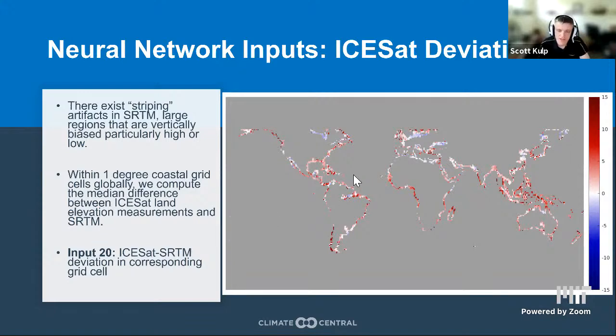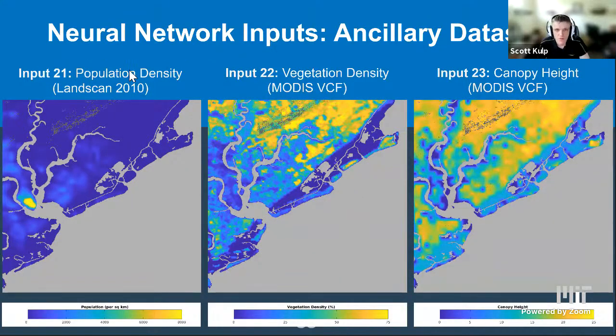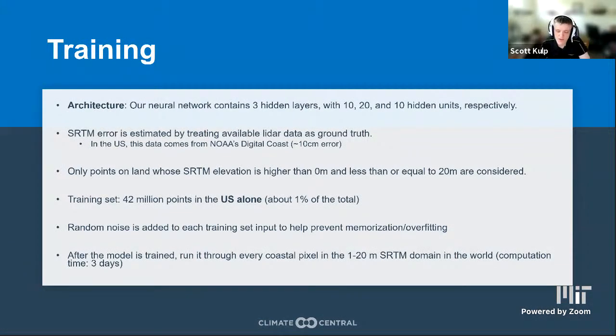So that's another input. And finally, a few more data sets include population density, since the errors are correlated with population density in cities. So we use a global scale population density map and feed that in. The errors are also correlated with trees and vegetation, so we use vegetation density, and canopy height, which is the height of the trees in the area where there is vegetation. So we use a multi-layer perceptron artificial neural network, and we use 3 hidden layers.